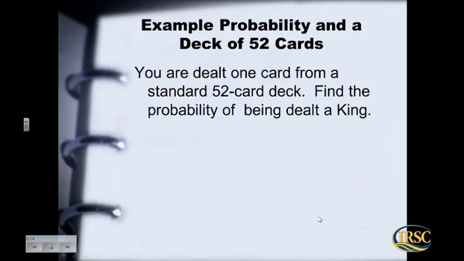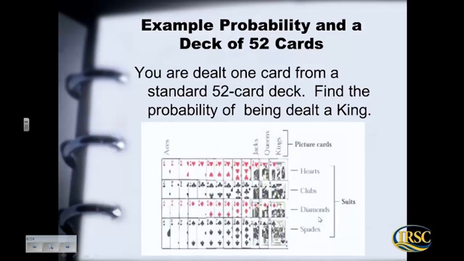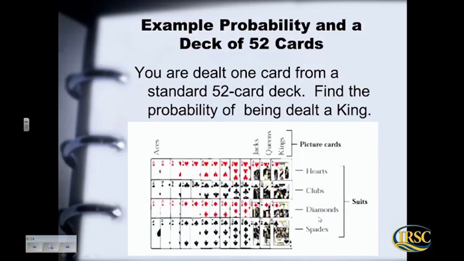All right, next question. You are dealt 1 card from a standard 52-card deck. Find the probability of being dealt a king. All right, so here's the thing. Some of you guys grew up with a deprived childhood and you didn't get to play cards a lot, and so you're not really familiar with a deck of cards. Now, in your book, you do have this picture right here, and it helps you to familiarize yourself with a standard 52-card deck so that you understand what it is that they're asking you in the problem. So make sure that you are familiar with this.